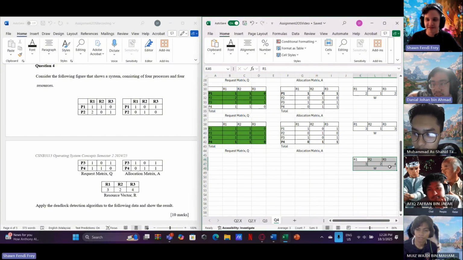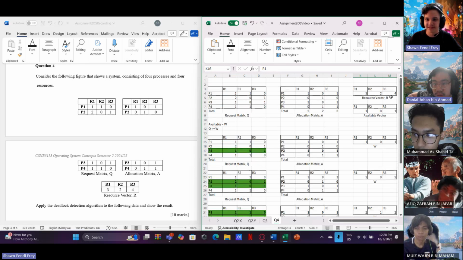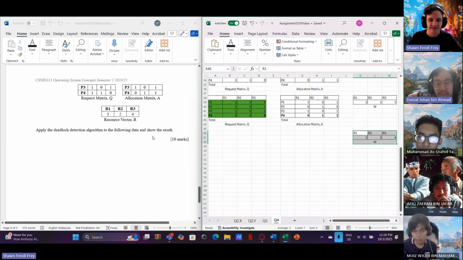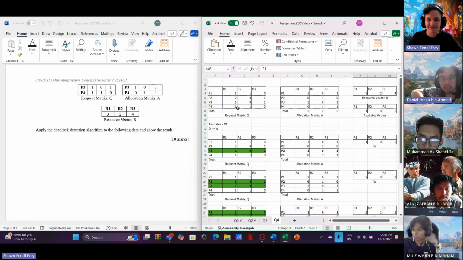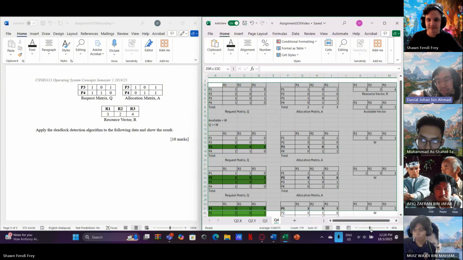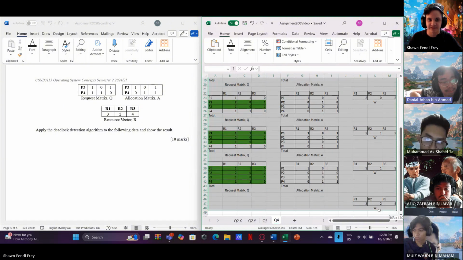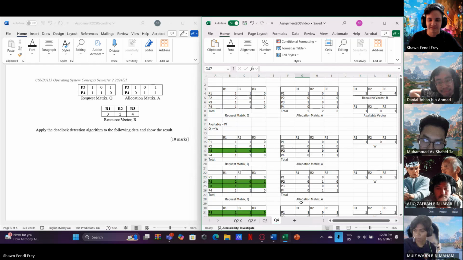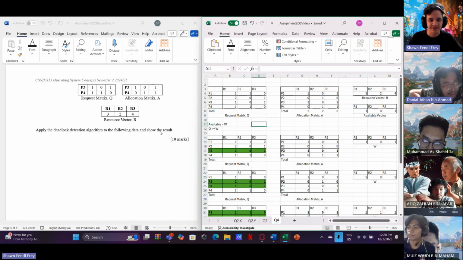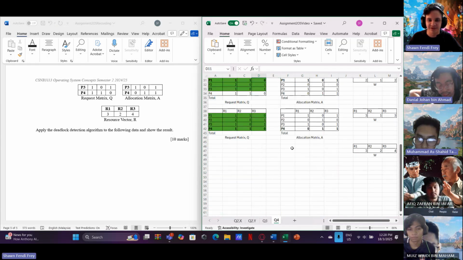So at the end, W will be the same as the resource vector. So it gets to run until completion. This is the result of everything. And what does it mean if the process can completely run? There's no deadlock.